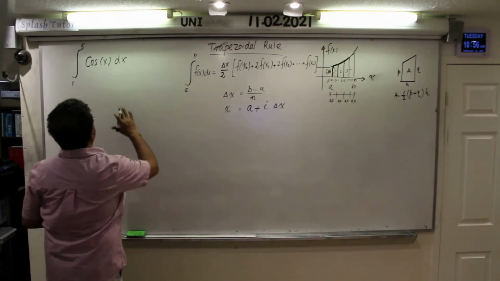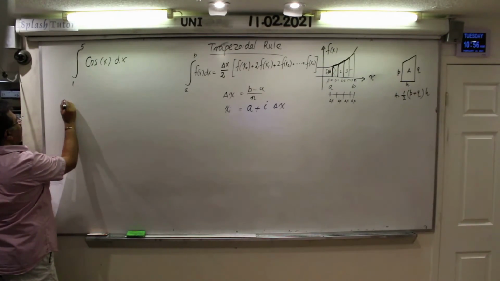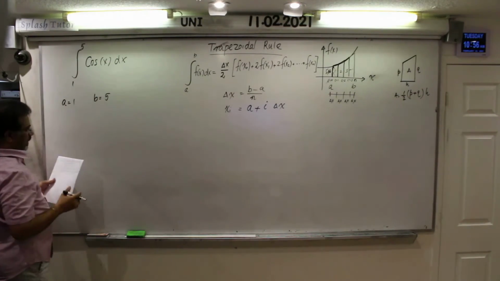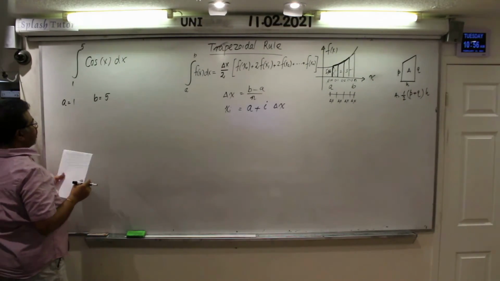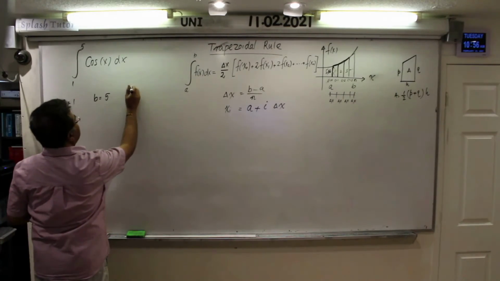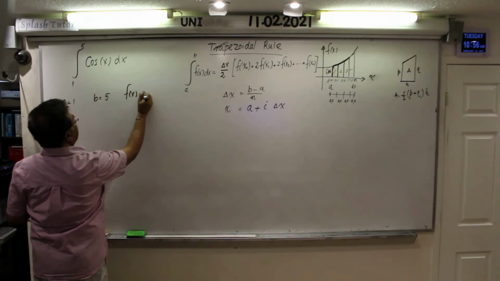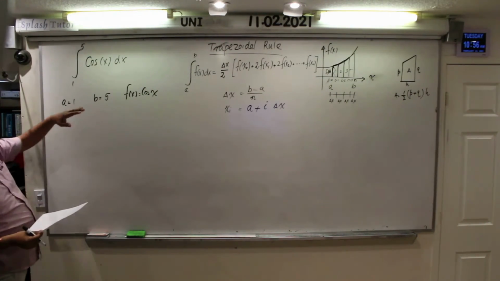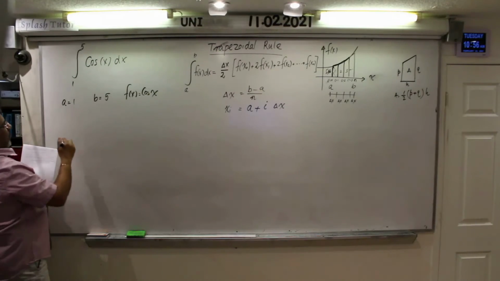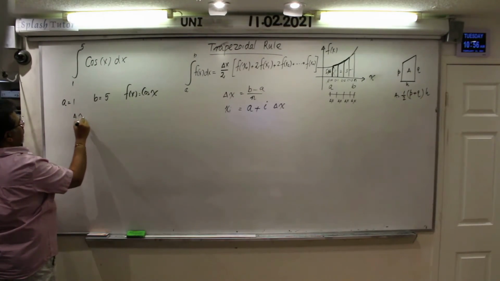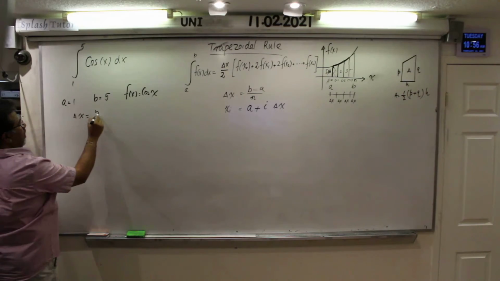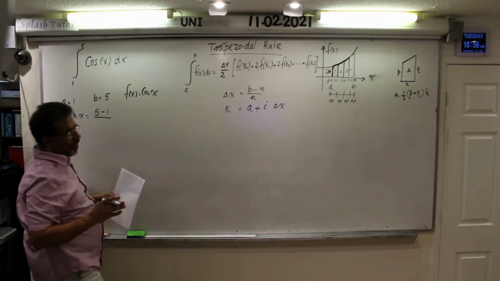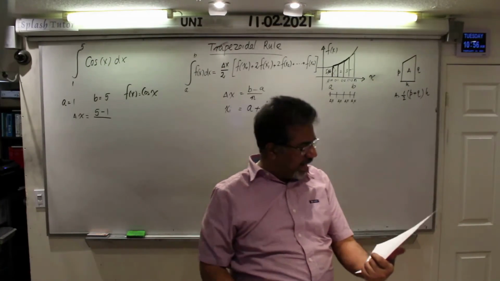So in our case here, a is equal to 1, b is equal to 5, right? And now we have f(x) equal to cosine x. Now we're going to just do that here. Therefore, delta x equal to 5 minus 1 over... Now they are asking, they want to have 5 of those, right?